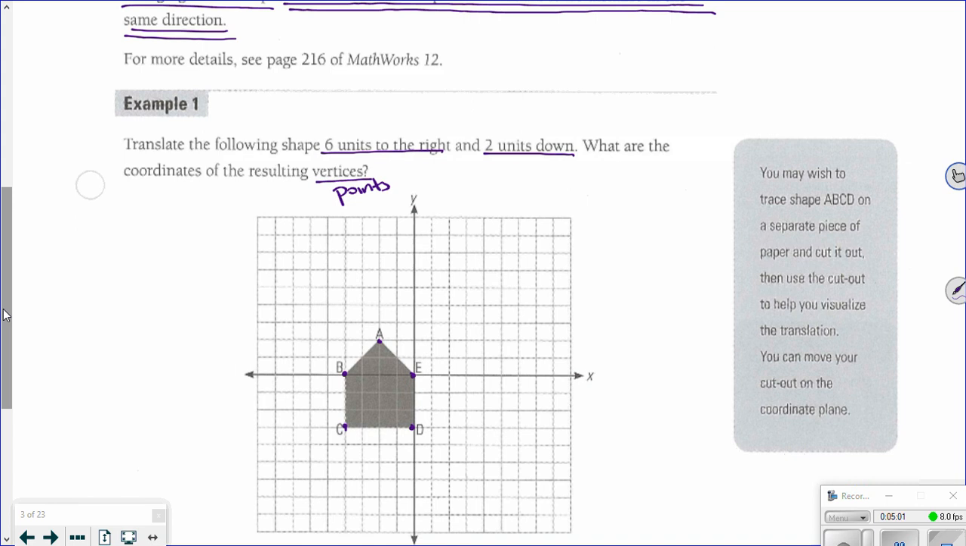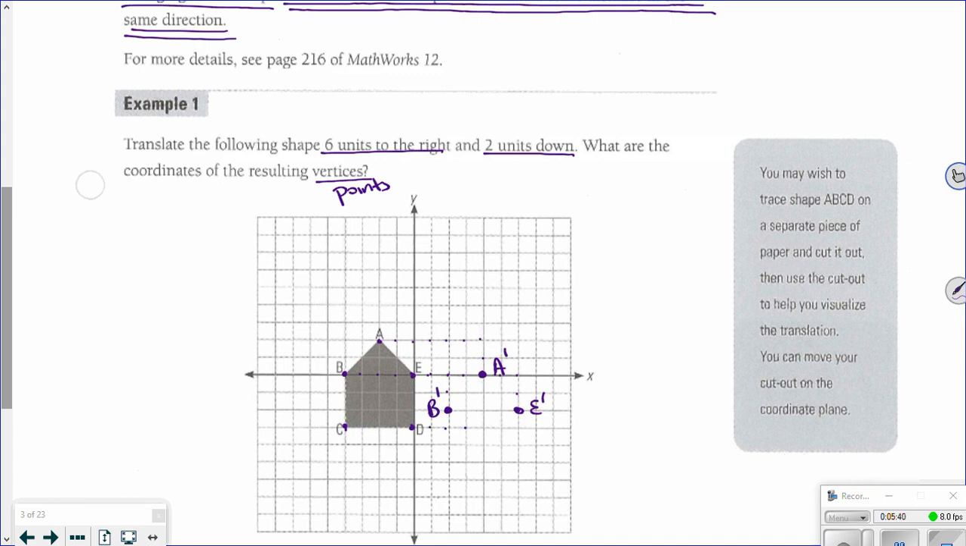So if I start at A and I move it 6 to the right, so 1, 2, 3, 4, 5, 6, and 2 down, my A ends up right here. And because it's my new, not my original, my new object, I call it A prime to show that that's where it is after the translation. Same with E. I'm going to go 6 over, 2 down. E ends up right there, and I'm going to call it E prime. B is 6 over, 2 down. That's where B prime is.